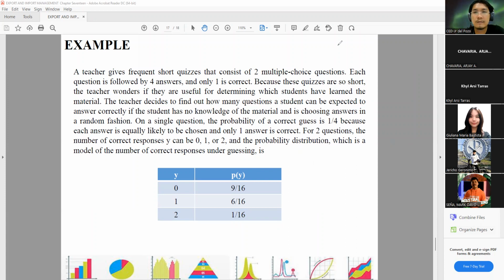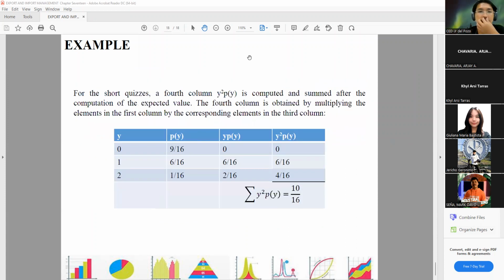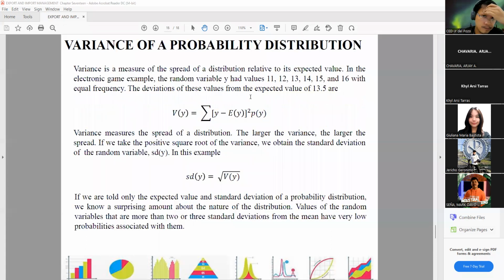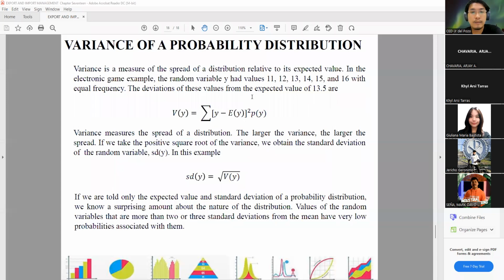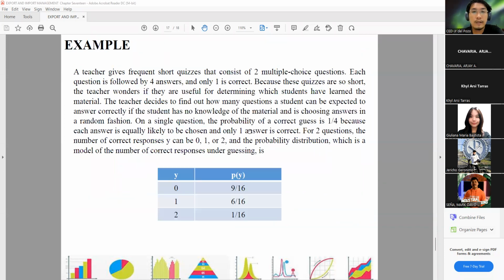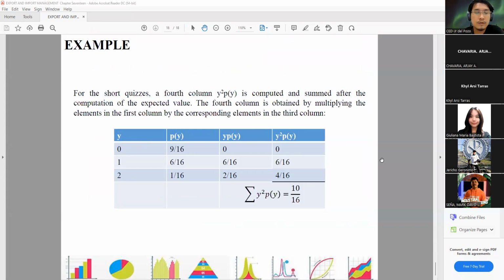Then, if you try to get the expected value first, tama ba? Expected value, variance. Okay, so the expected value is 0 times 9/16 is 0. Yung 1 times 6/16 is 6/16, and 2 times 1/16 is 2/16. If we try to get the sum of it, we can get the expected value.